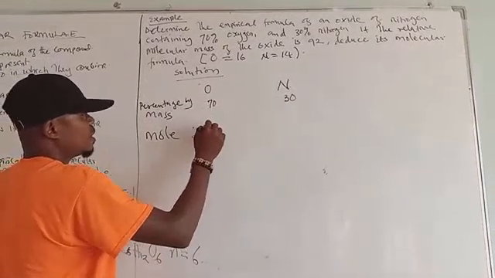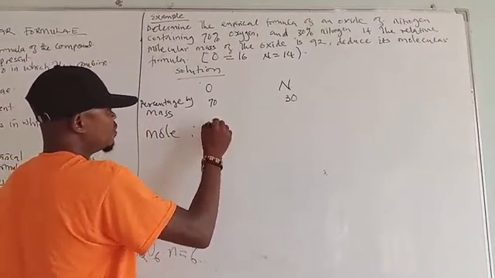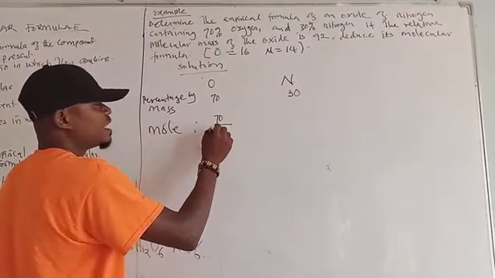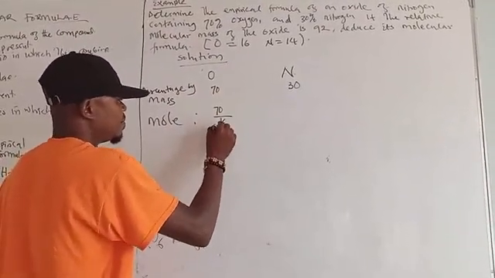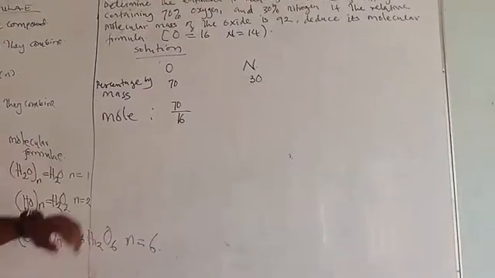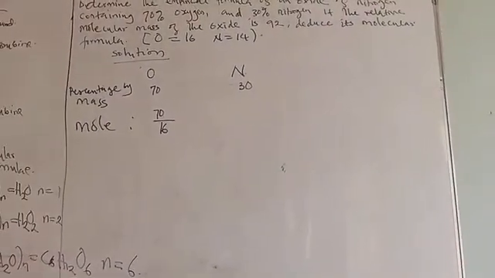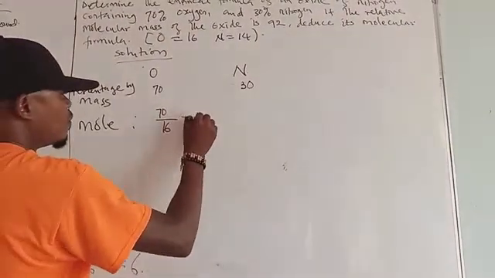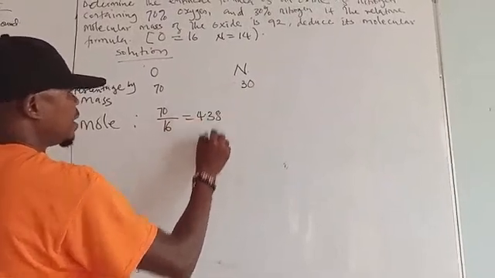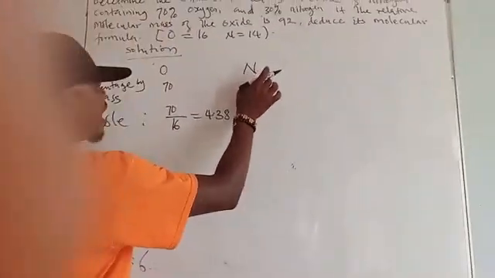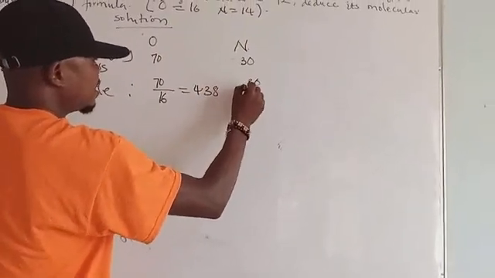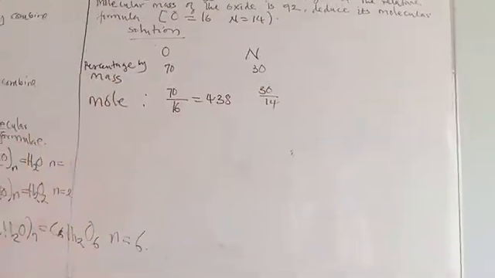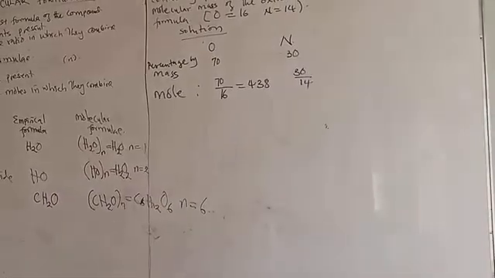For this, it is going to be 70. You have to divide it by the relative atomic mass of the element. So for oxygen it is 16. We are dividing by 16. So if you divide it by 16, what do you get? You're going to get 4.38. While for nitrogen, divide by the relative atomic mass of nitrogen, and that's going to be 30 divided by 14. Press your calculator. What do you get?